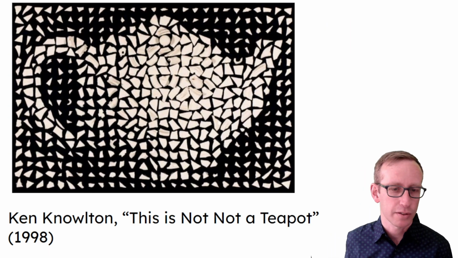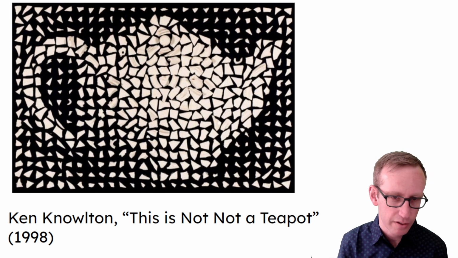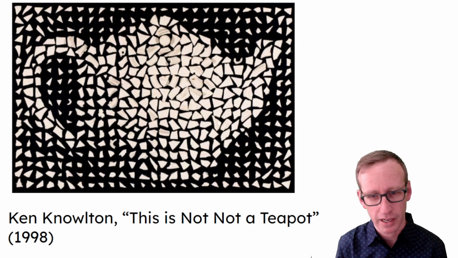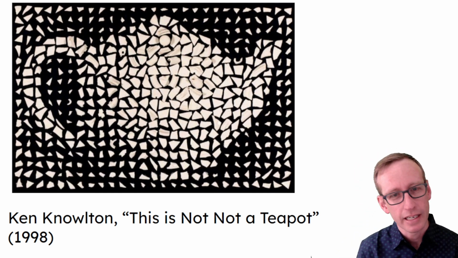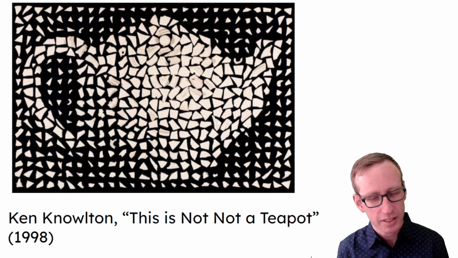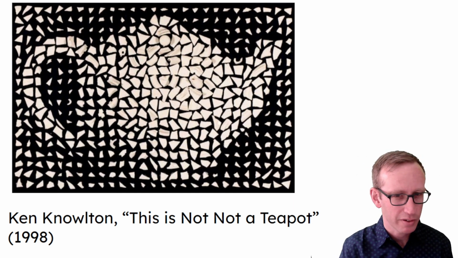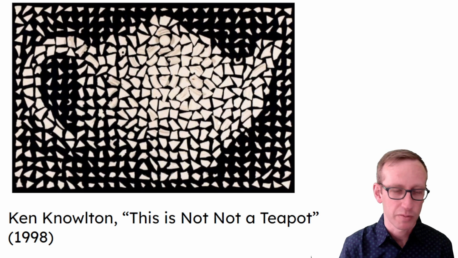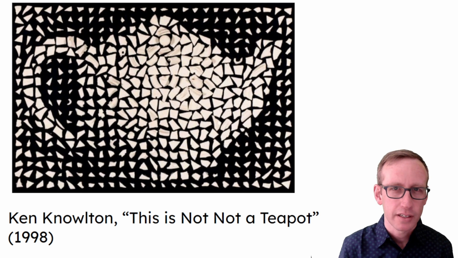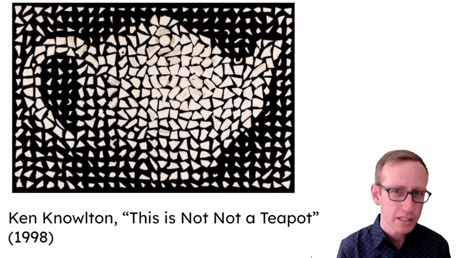There's a lot of cool stuff on Ken Knowlton's website too, and I'll link to all these websites and resources in the description down here. Ken Knowlton has made quite a few pieces that were not digital works, but this is an example of one, and I love this piece. It's called This Is Not a Teapot, and it's a mosaic of a teapot made up of fragments of a teapot. There are two references in the title. I think it's referencing a painting by Magritte. It's also referencing a common example of digital graphics, the teapot demonstration. So there's a couple of interesting things going on with this, but it's also just a fascinating piece. So that's a little bit of background.